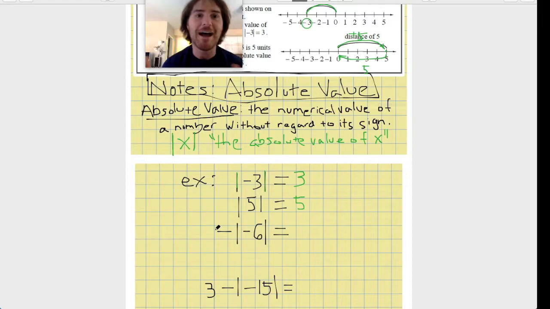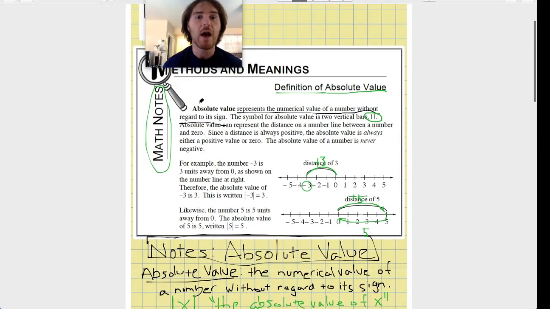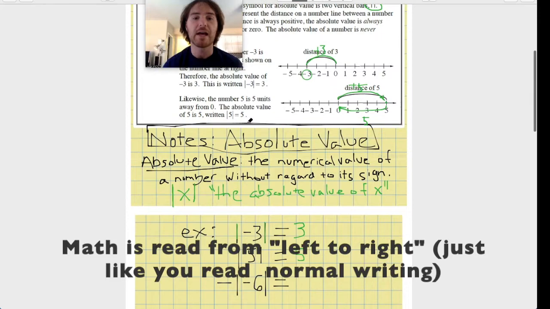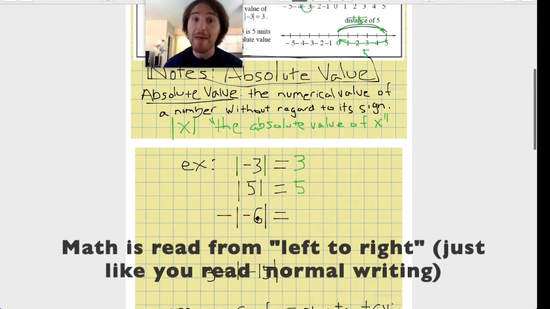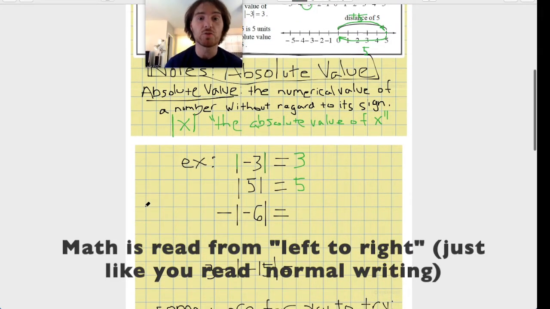Do you look at the commas in the middle? Or how do you read a sentence? Where do you look in a book? Well, if I'm going to read a sentence, I'm going to look on the left side. My teacher was saying, hey, read these math notes. I would look up here and read from left to right. The absolute value represents the numerical value of a number without regard to its sign. So with math, you read left to right.